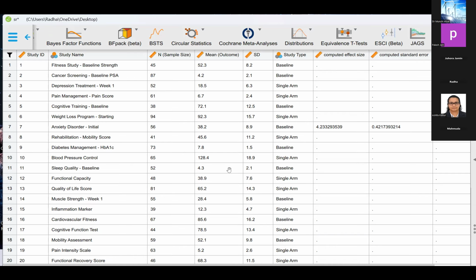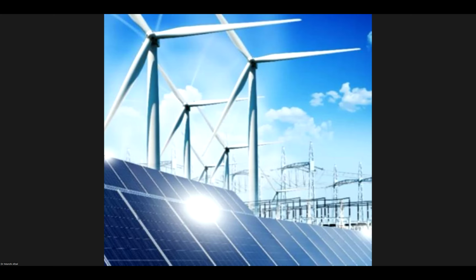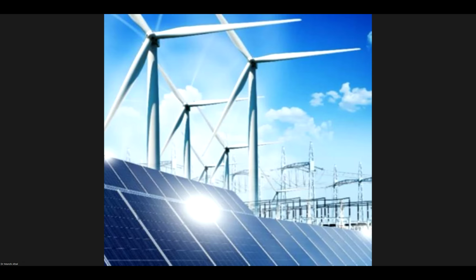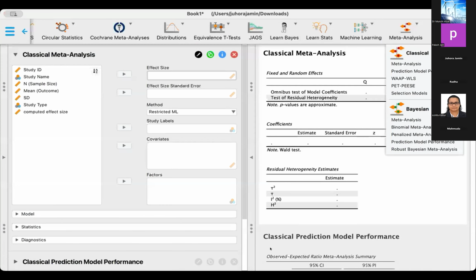May I stop my sharing? Yeah, please go ahead. Zohura, understand? Yes, sir, but I am having a problem in finding the computation in my JAMOVI. Can you share your screen, please? Siddharth, yes, sir. I think it's clear to me. Fantastic.